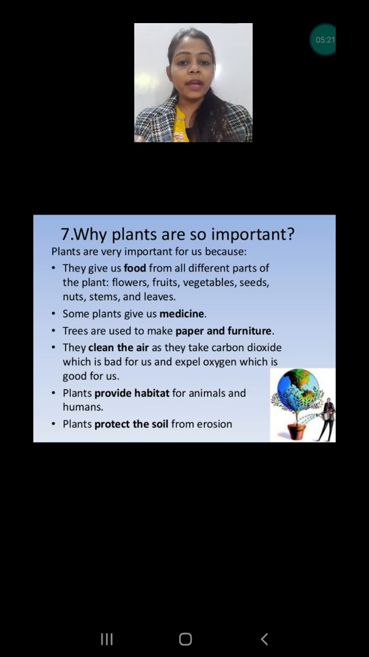Next, it provides shelter to many animals and birds. In the forest, a lot of types of animals are living on the trees. They are making nests. Birds are making nests. So it is providing shelter.